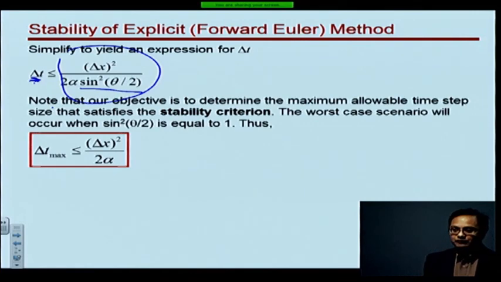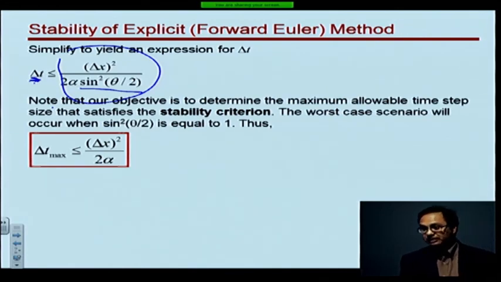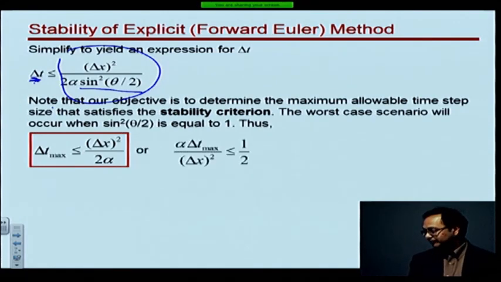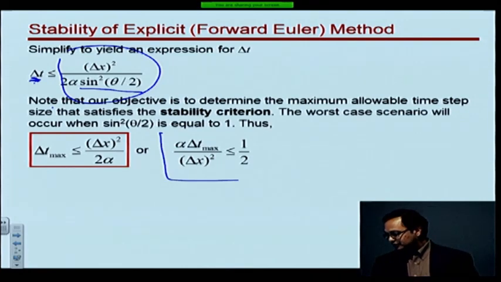All right. So this is the stability criterion for the explicit, or forward Euler, method in 1D. This is what it's called sometimes.